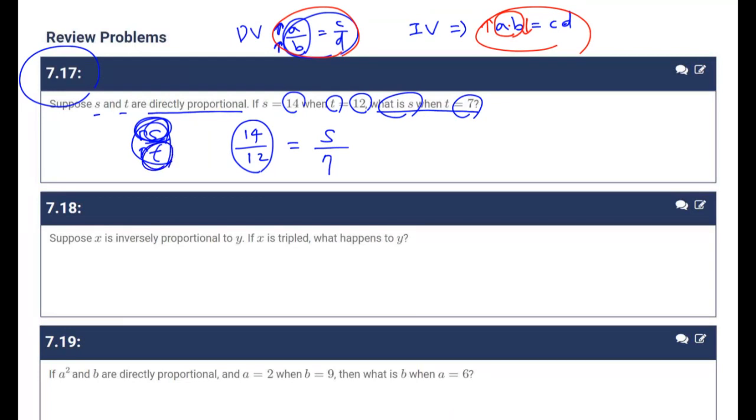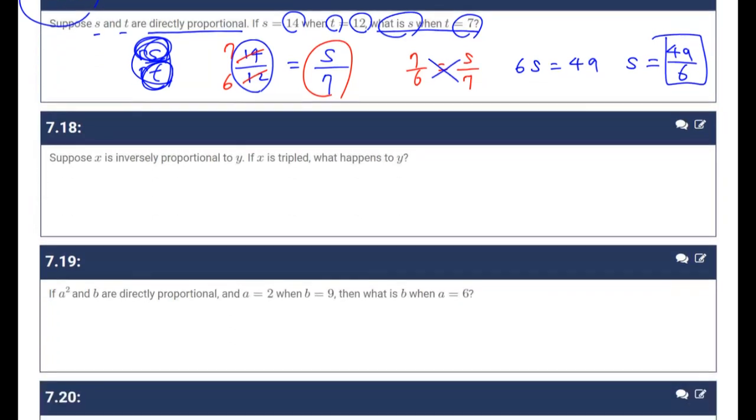Now, should we reduce first? Well, you don't have to, but it's easier to use small numbers. So 2 goes in there 7 times, 2 goes in there 6 times. So if I rewrite it, it'll be 7 over 6 equals S over 7. I could cross multiply: 6s equals 7 times 7, 49. So S alone is 49 over 6, and that is the answer.